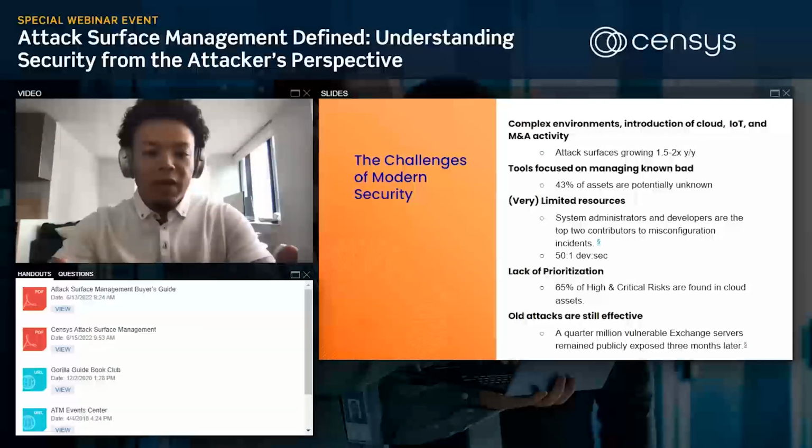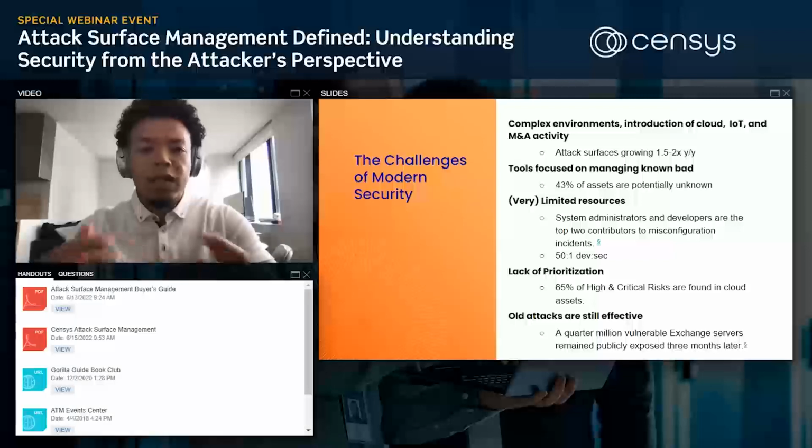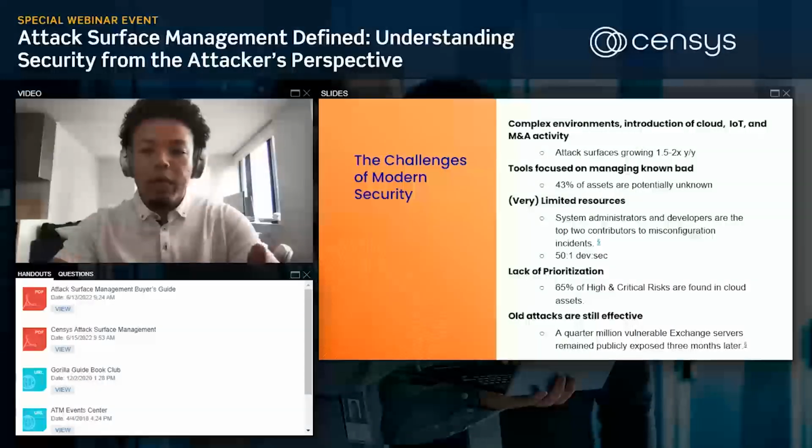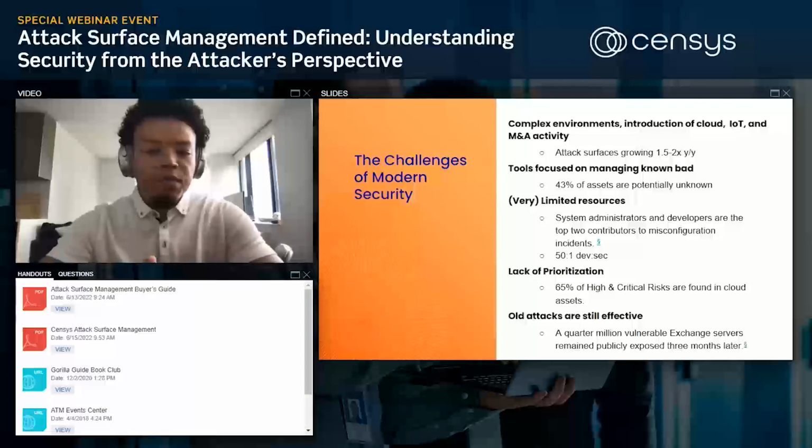So, complex environments, and that just leads into the next point, which is tools today, and they are very great. I'm not here to poo-poo on any tools, but a lot of vulnerability management tools, CSPMs, CASBs, if you were to summarize a theme across all of them, is they're focused on managing what we know about and what is bad about those things. And that's obviously a great place to start. These are necessities. These are tools that we need. But what about the unknown, right? We talked about the expanding environments and how anyone can really expand the attack surface perimeter. What we've seen with our customers is around 43% of all of their assets are potentially unknown, right?